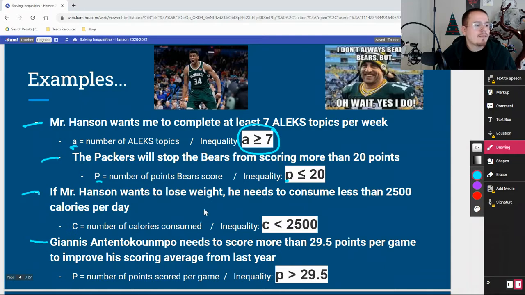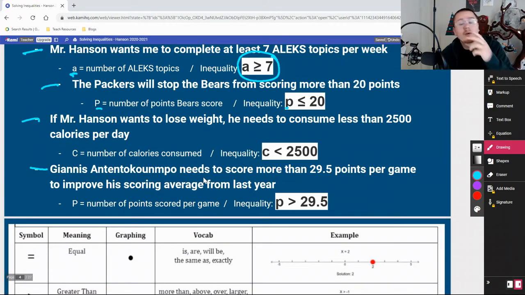If I want to lose some weight, which I've been working on, dropping this COVID-19, and I'll make a little video on that one of these days soon, I need to consume less than 2,500 calories per day, and with C being the number of calories, that has to be less than 2,500.